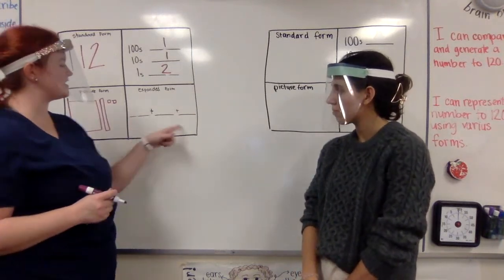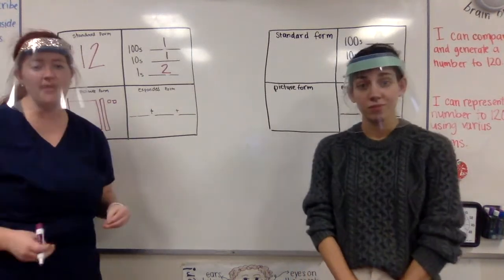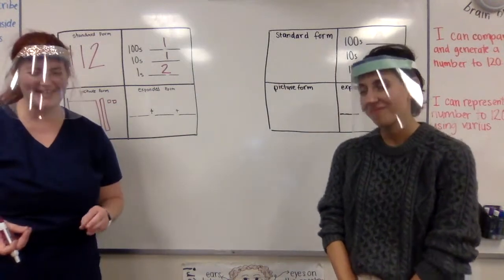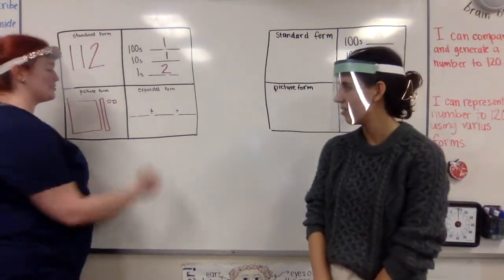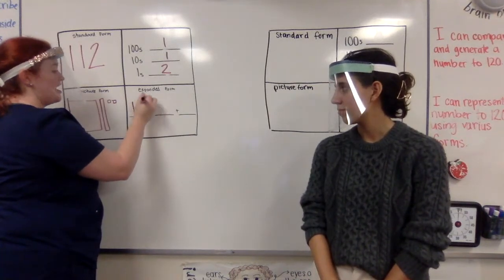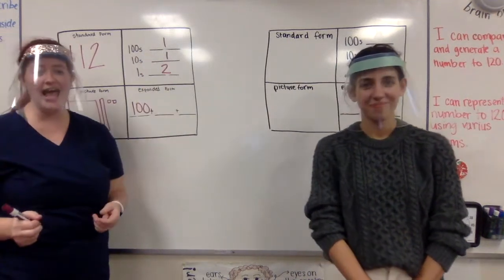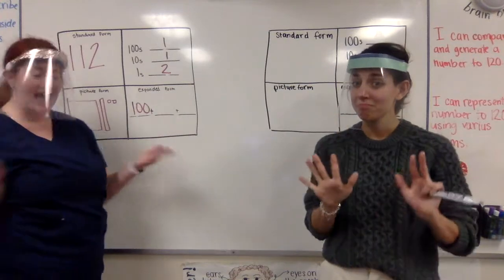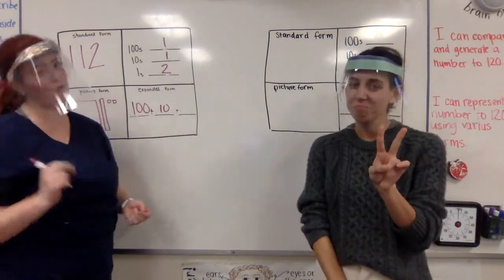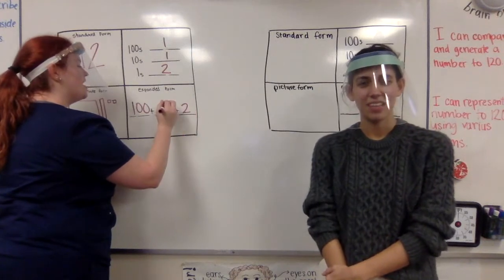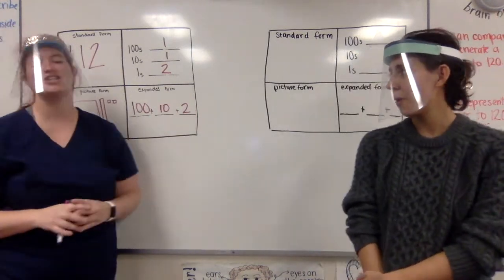Now I need to do my expanded form. The value of my hundreds plus the value of my tens plus the value of my ones. I have 100. Well, that has a value of 100. And 1 ten, well, that's worth 10. And 2 ones is worth 2. So it's 100 plus 10 plus 2.